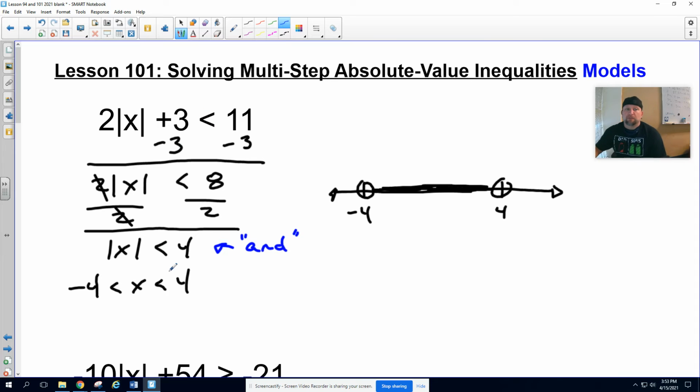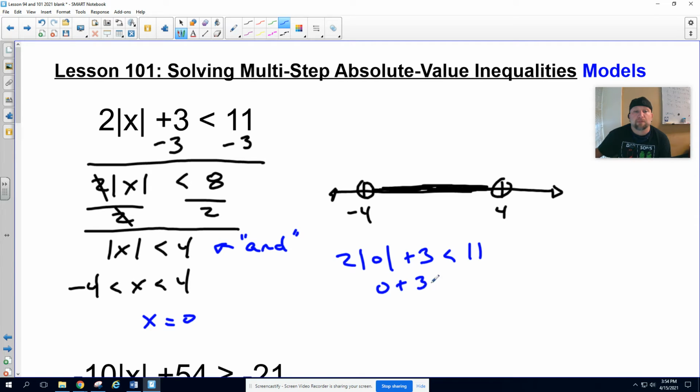One thing that can be helpful to check, right? We know that x equal to 0 works here. So we substitute 0 in for the original inequality. So 2 times the absolute value of 0 plus 3 is less than 11. 2 times 0 is 0. So we get 0 plus 3 is less than 11, and 3 is less than 11, which is true. So we know that 0 is inside that solution set.